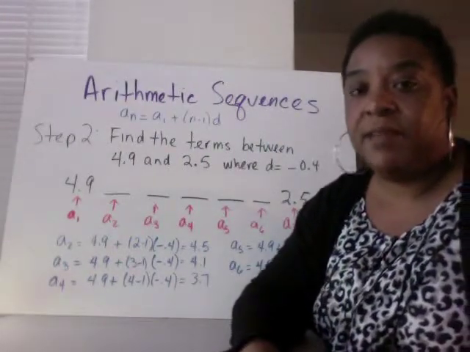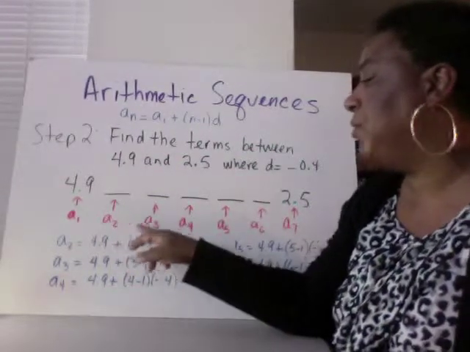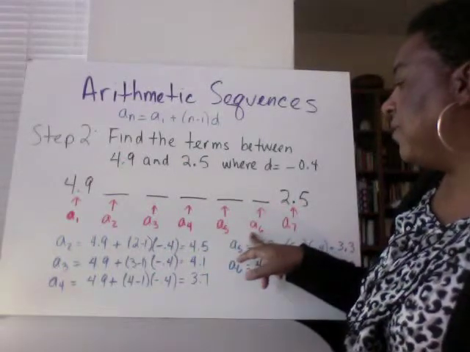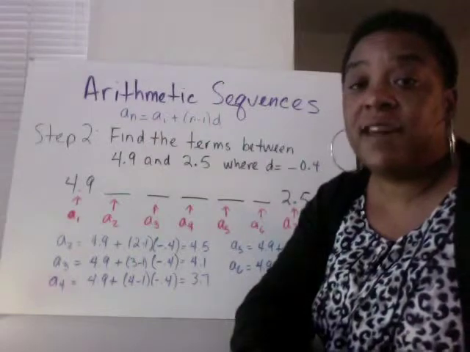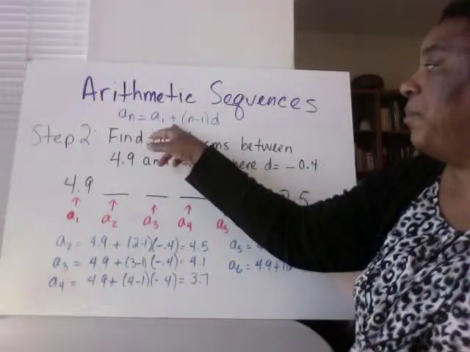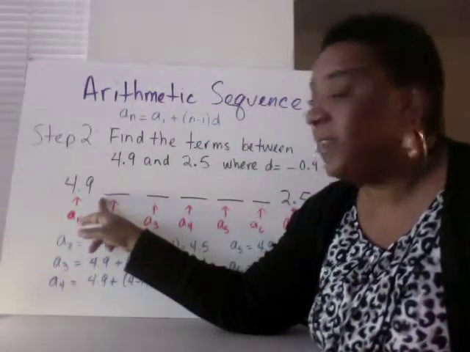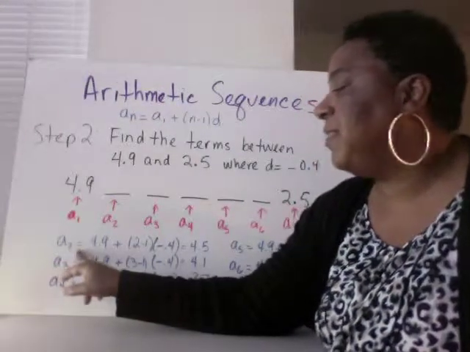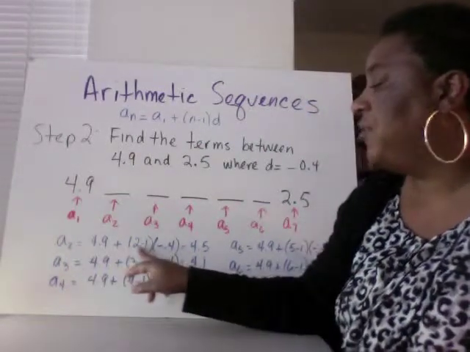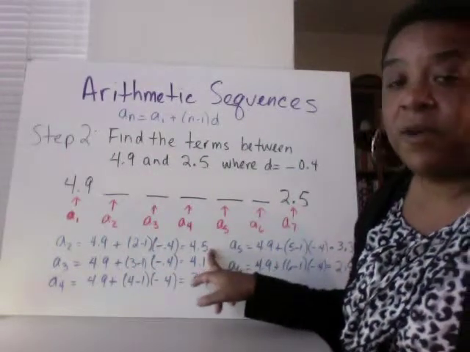Now we're ready to find the missing terms in our sequence. So we need to find a sub 2, a sub 3, a sub 4, a sub 5, and a sub 6. So once again, we'll use our formula for the arithmetic sequences, which is a sub n equals a sub 1 plus n minus 1 times d. So to find the second term in our sequence, we write a sub 2 is equal to 4.9 plus 2, which is our n, 2 minus 1 times negative 0.4, and that equals 4.5.